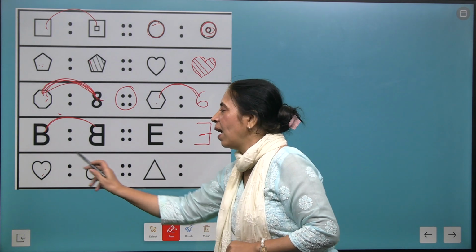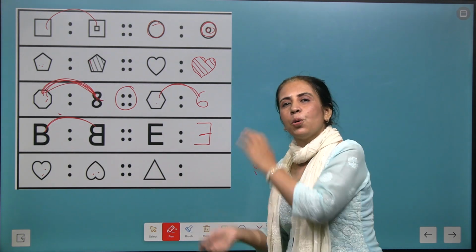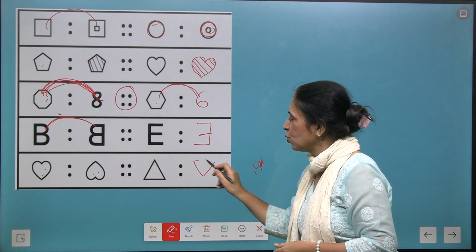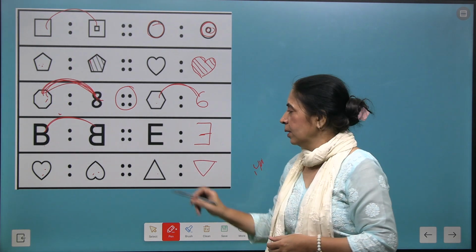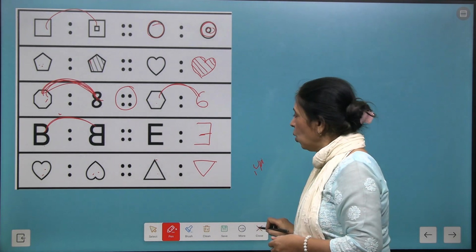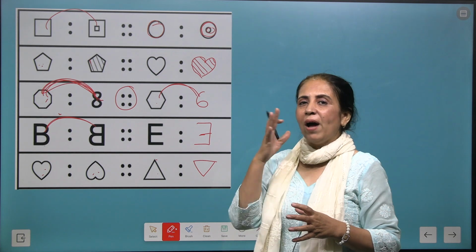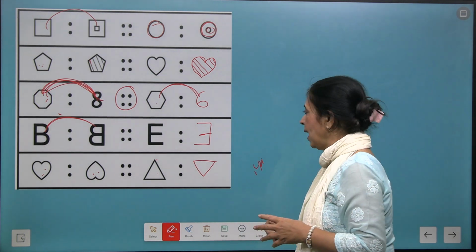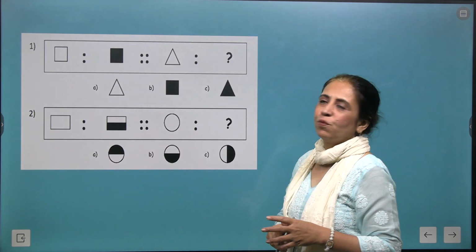So here we have a heart and the rolled upside down heart. So the same pattern we draw with this triangle. The top comes at the bottom. So I hope the concept of analogy, analyzing the things, is clear to you. Still, I have a few more examples for you.